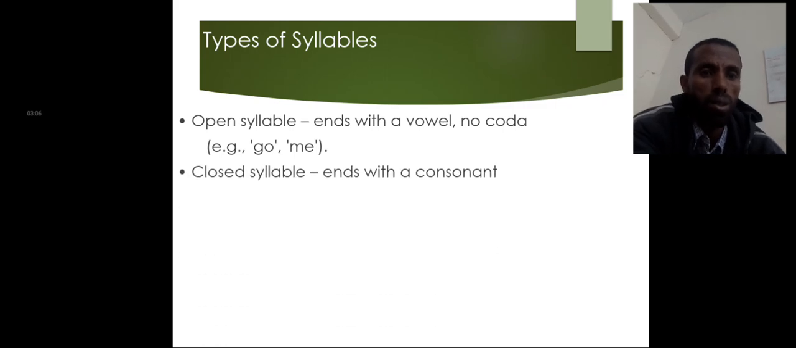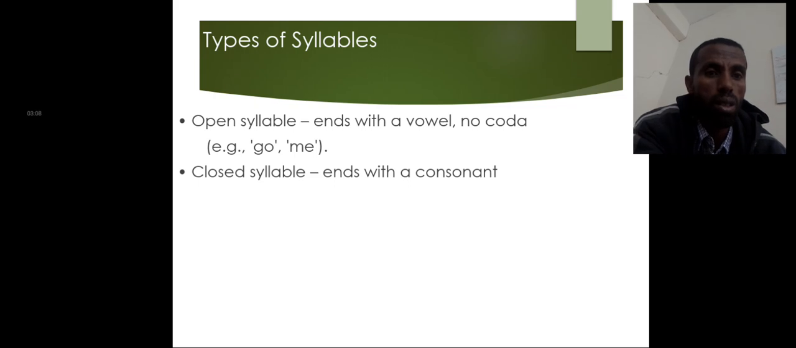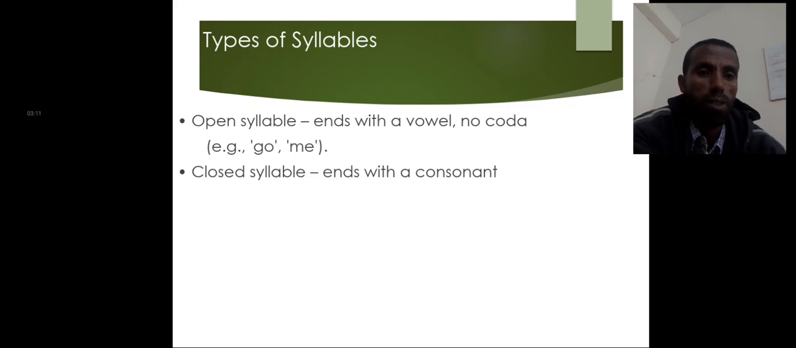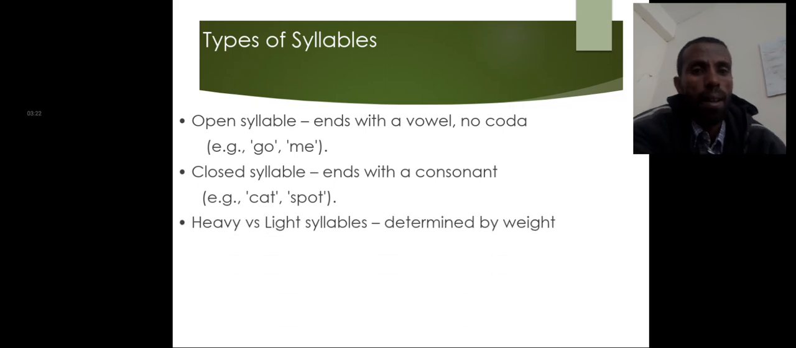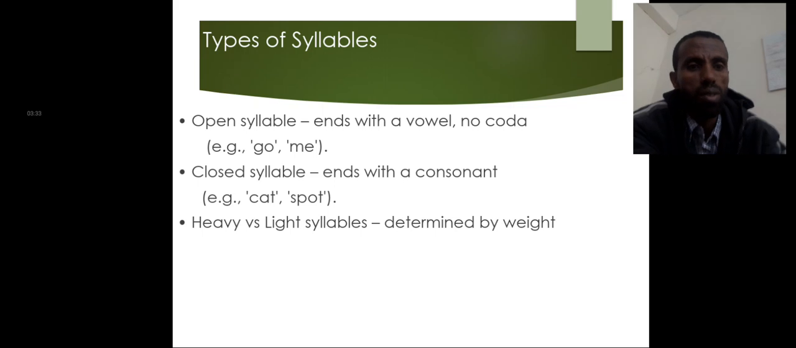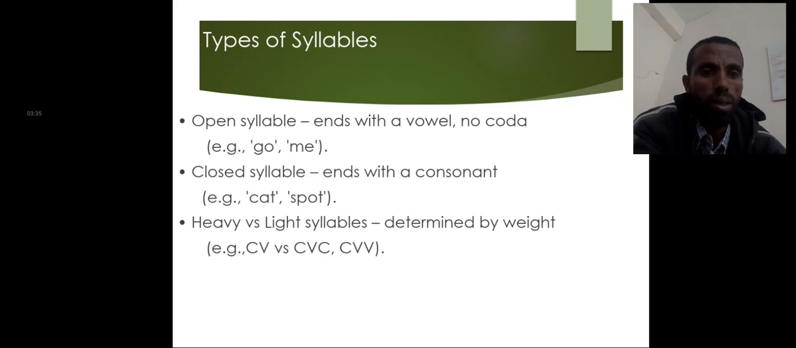And the second one is closed syllable. It is closed because it ends with a consonant. For instance, in the words cat, spot, there is t at the end. So this is an example of closed syllable. Another type of syllable is heavy and light syllable. What makes it heavy or light depends on the weight of the syllable. So if we have, for instance, CV, that's a light syllable. C stands for consonant, V stands for vowel. If you have CVC, that is heavy syllable, or CVV.